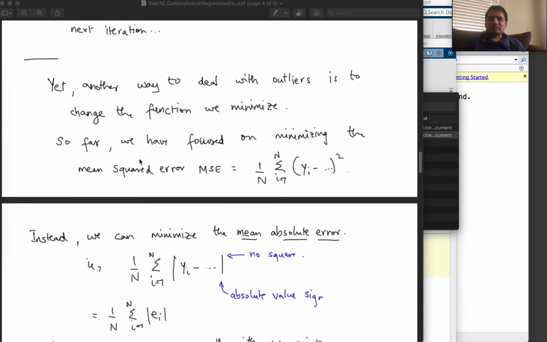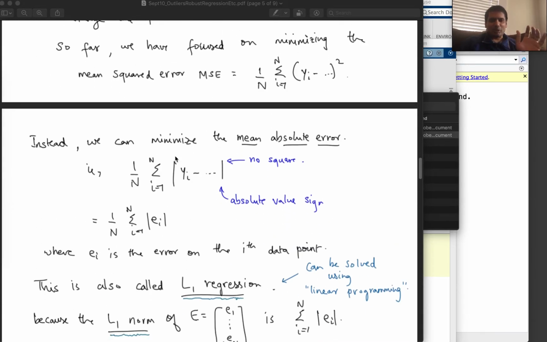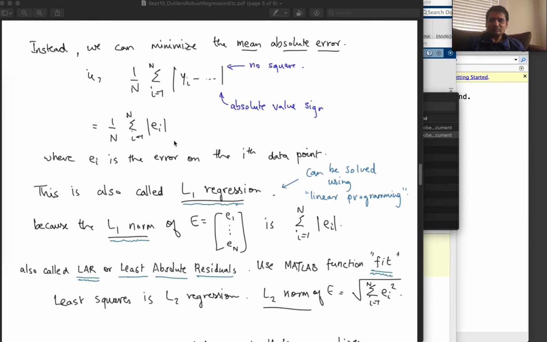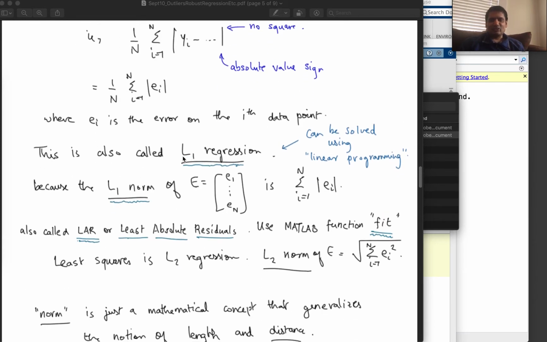Okay, we just saw this alternative to minimizing the mean square error, which is minimizing the mean absolute value of error, right? Instead of a square, we just put an absolute value sign. This, like we said, is also called L1 regression because there's something called an L1 norm, and the L1 norm of the error vector, E1, E2, E3, is just summation 1 to n |Ei|, right? This is basically the L1 norm divided by n. So we'll see what a norm is in a minute.